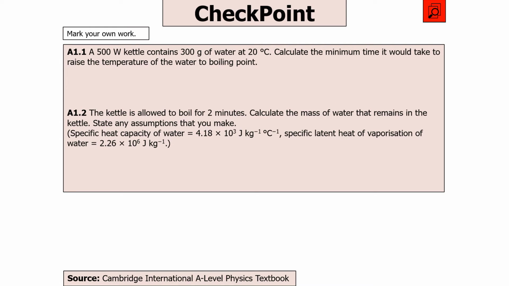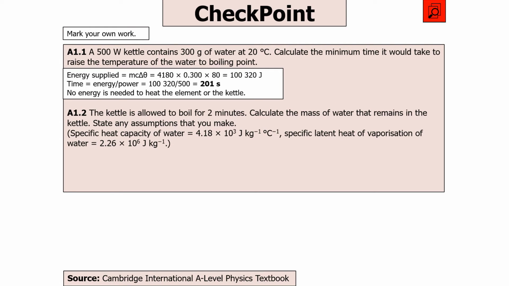Right, in this first one, we can see E equals mc delta T, or change in temperature, because there's a change in temperature here. Convert our grams into kilograms, and we work it through to be equal to 100,320 joules. Time is energy over power. We know it takes 500 joules per second, because we're working with 500 watts there. So we get our answer to be 201 seconds. Now we're assuming no energy goes into heating the element or the kettle or is being lost to the surroundings.